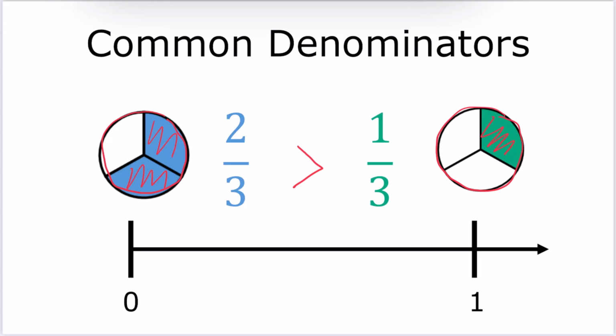And you can also show this on a number line. So if I take the distance between 0 and 1 and split it up into 3 pieces, the first fraction, 2/3, is going to be 2 of those pieces. So this is the fraction 2/3. And then the fraction 1/3 is 1 piece along. That's also easy to see why 2/3 is greater than 1/3, because it's farther up the number line.